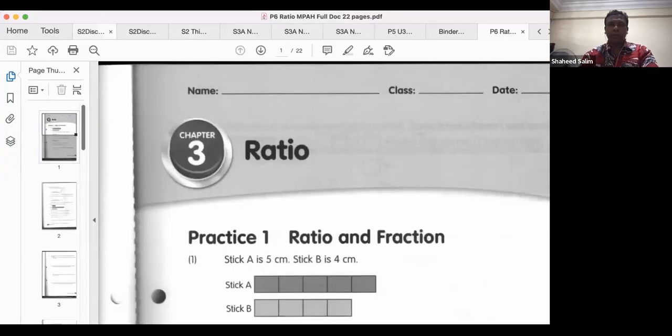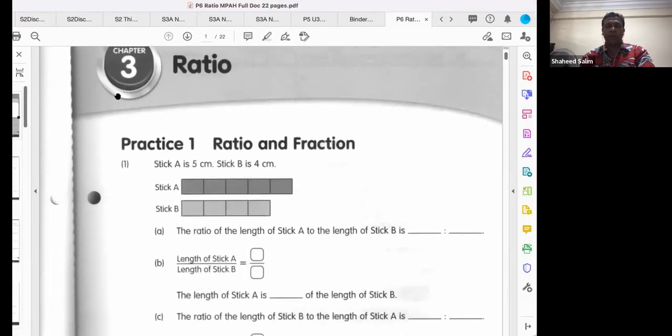Okay, Assalamualaikum everyone. Let's start with the exercise on ratio. We're going to a new topic now. So the new topic is on ratio. Ratio, you've done this before, but it's a P6 bit. This is taken from my pals here.